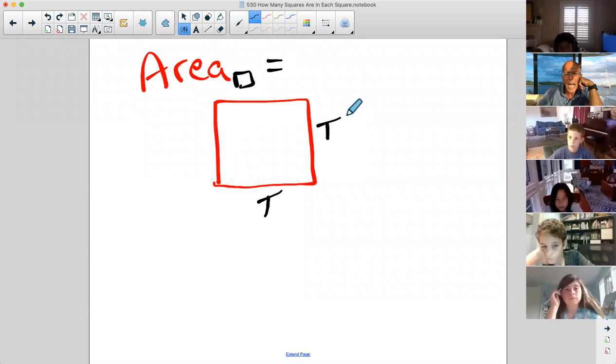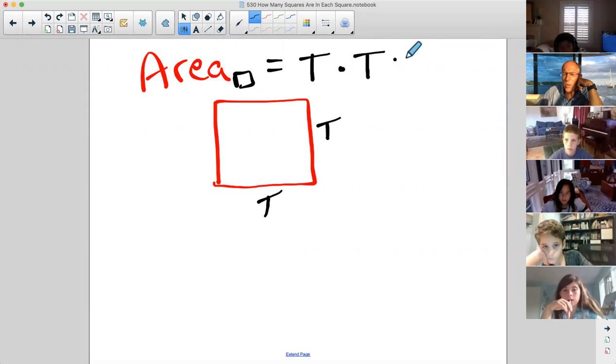Computer. So guys, the area of this square is t times t. Is there another way to say that? Who's got a different way to say that? Tegan? Height times width. Ooh, I like it, but t times t is kind of even a better length times width, but there's another way to say it, and it's a really special way.